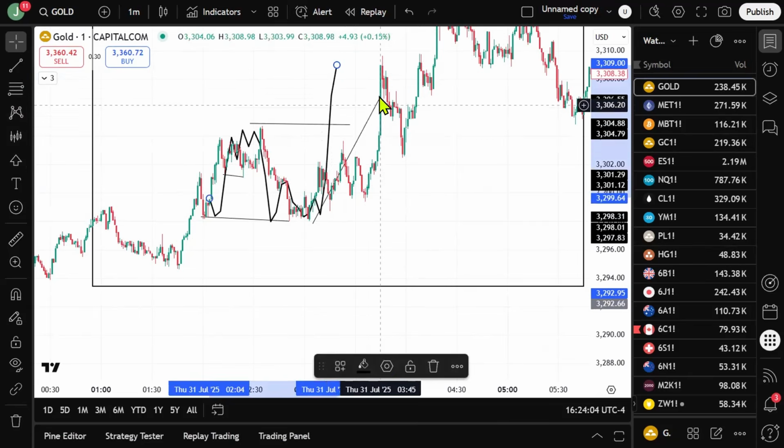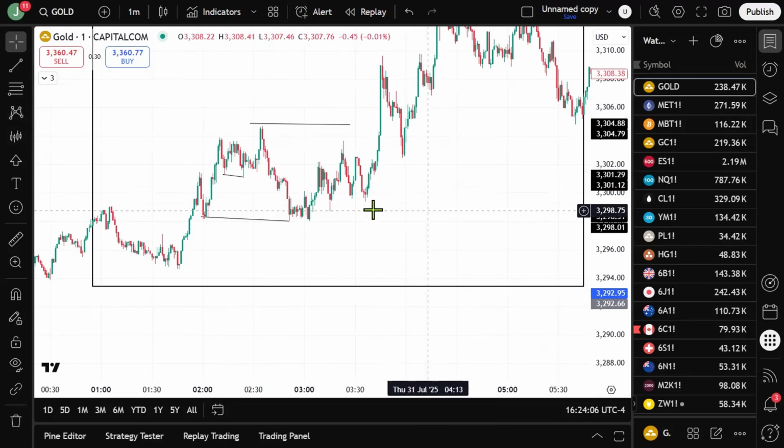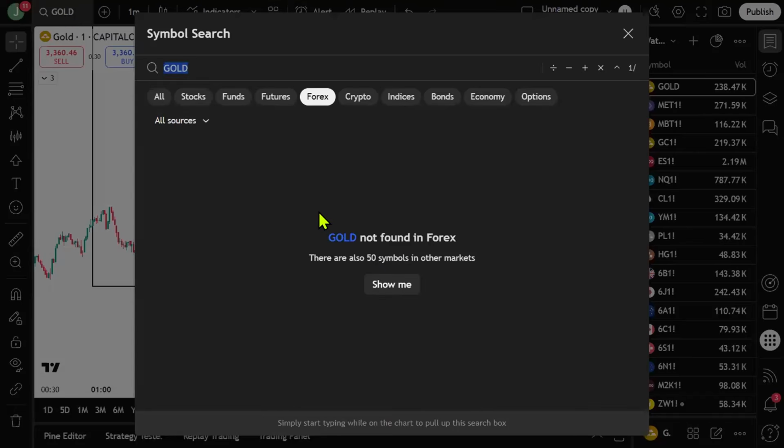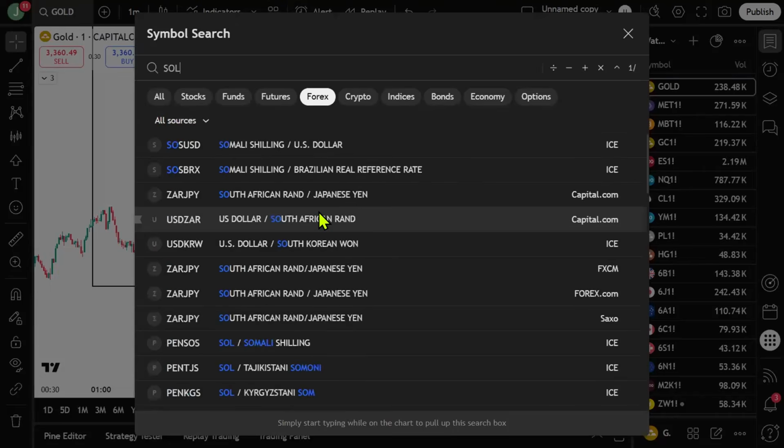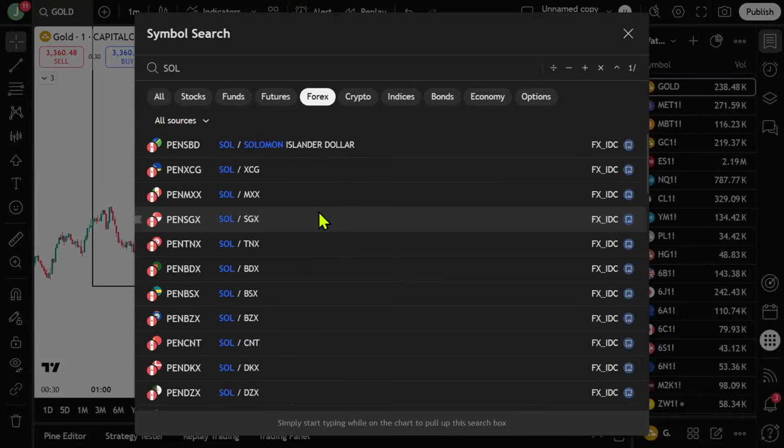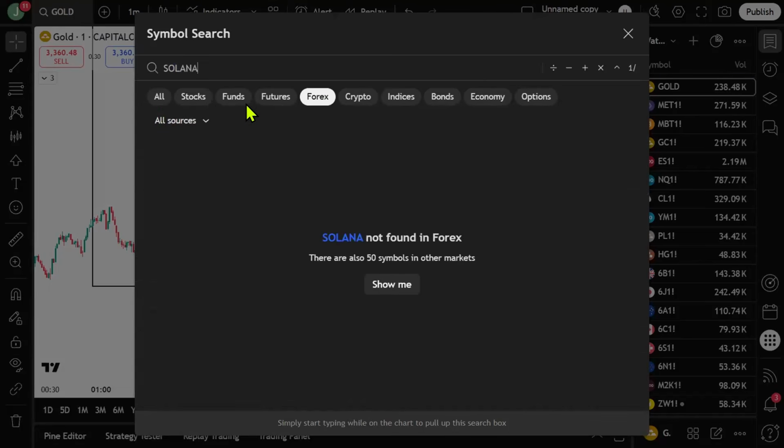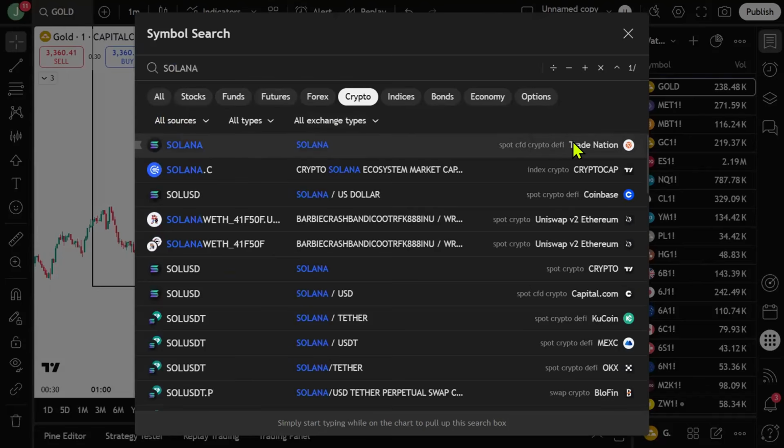Can you please check Solana USDT? Is it SOL? Yes, on crypto. And add the USDT. So for example, this one right here. Ah, yes, it's from here.